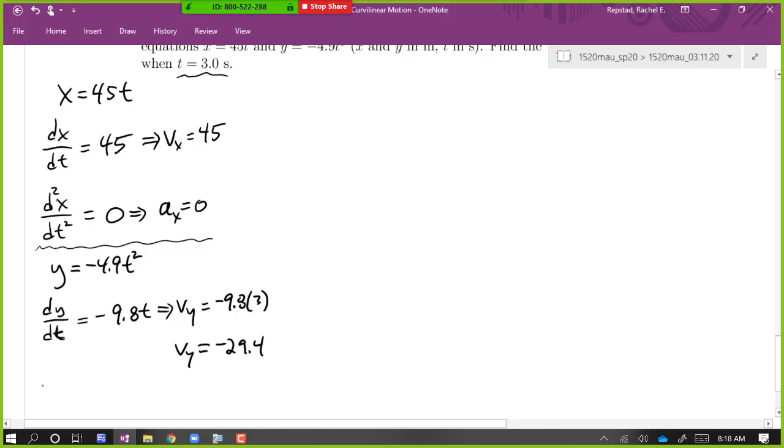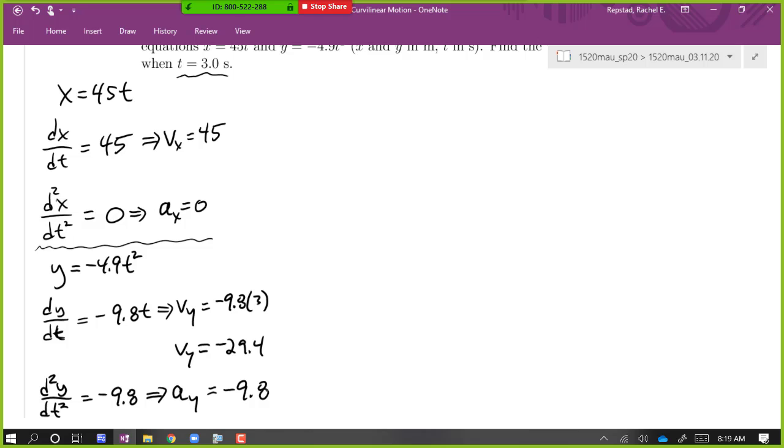To get the y component for acceleration, we'll differentiate again with respect to time. Differentiating the function negative 9.8t just gives us the constant negative 9.8. And so ay is negative 9.8. That kind of makes sense. I don't know how much physics you've done, but when we see that ay is negative 9.8, what that means is that acceleration due to gravity is 9.8 meters per second squared in the downward direction, which might be a familiar figure if you've done any physics.